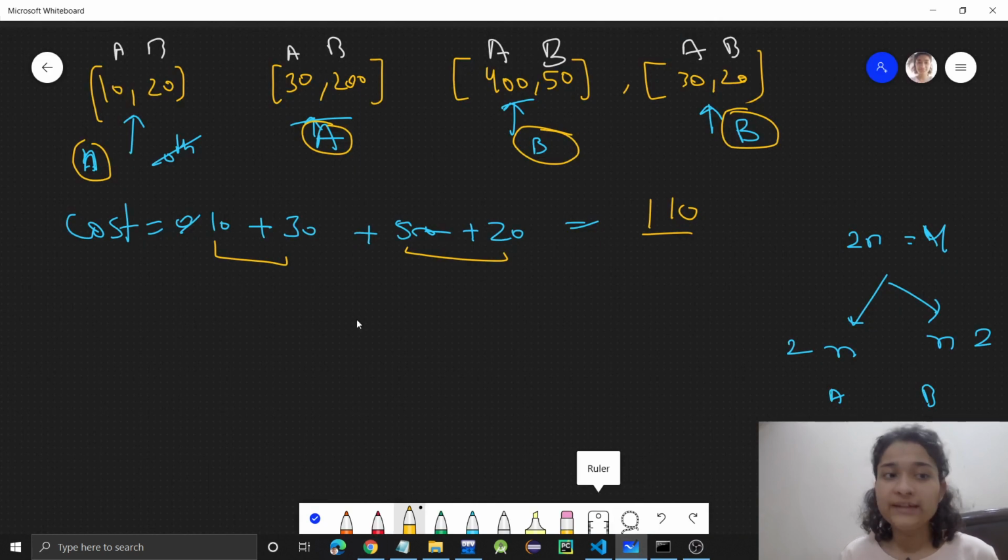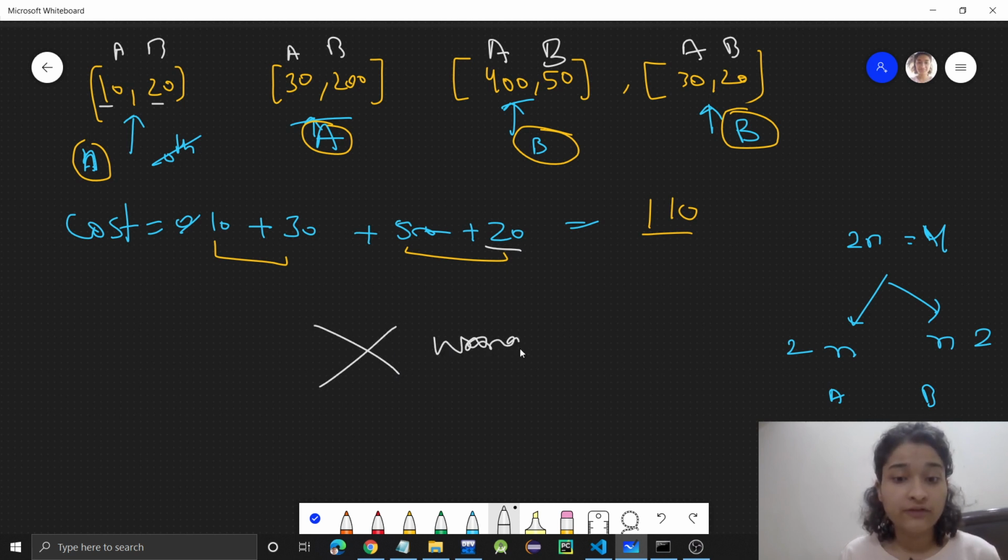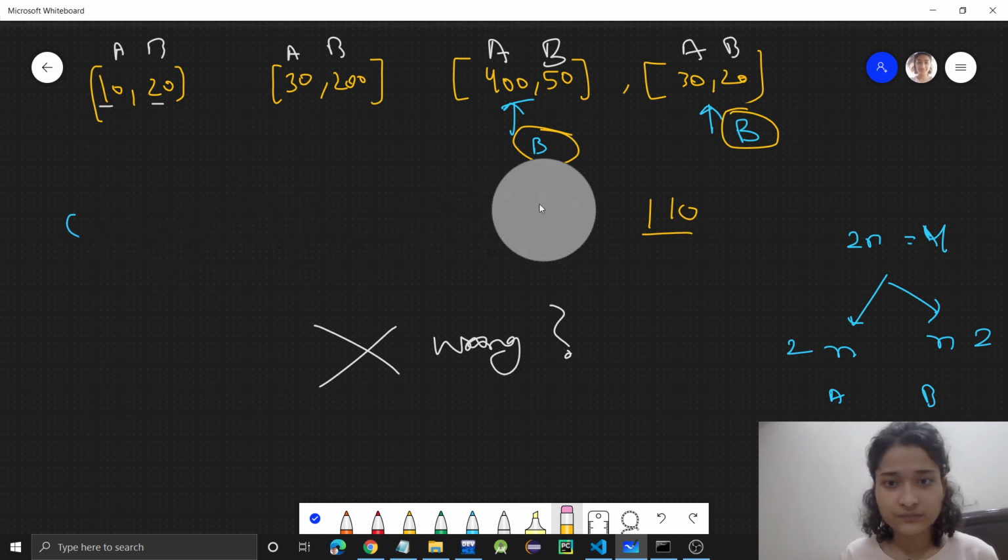So right now the approach which we used was that, okay, we will go to each person, iterate in this array, and we will find out whichever cost is minimum, we will take that. Here 10 was minimum, we took that. Here 30 was minimum, we took that. Here 50 was minimum, we took that, and then here 20 was minimum, we took that. But this approach is wrong. Why? Let's see that. I'm just modifying this test case a bit. Okay, let's modify this test case.